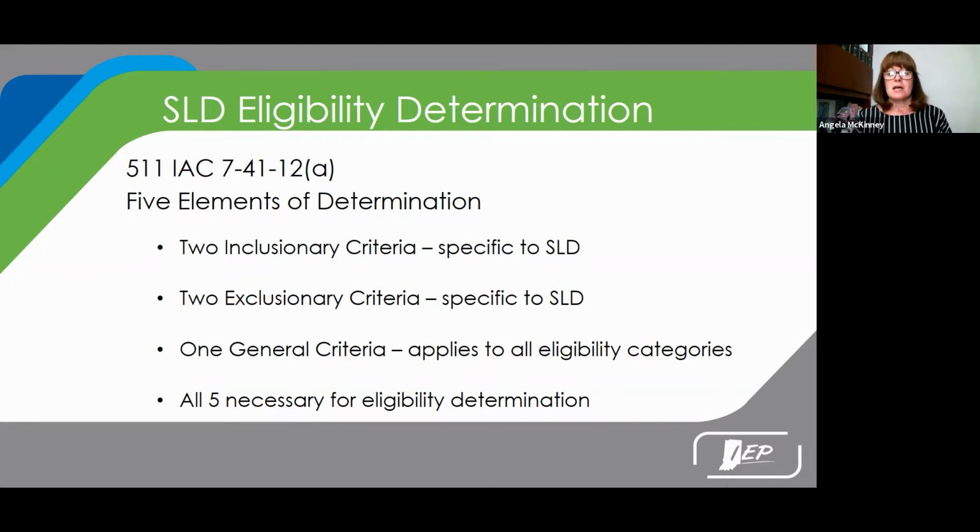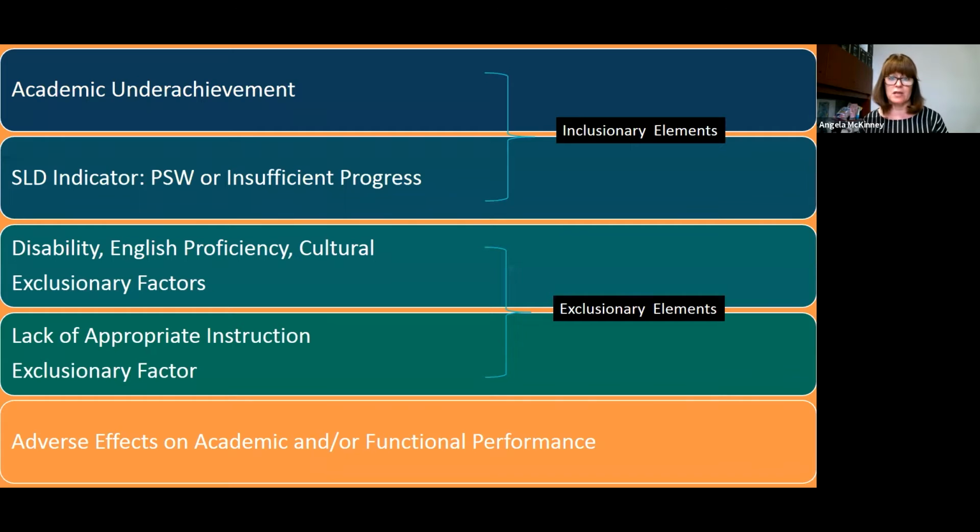So we've got some inclusionary criteria. We also have the exclusionary criteria. And then there is always a general criteria for eligibility that every single disability area has. And we have to hit all 5. It can't be 4 out of 5. It has to be everything in order to be eligible for specific learning disability.